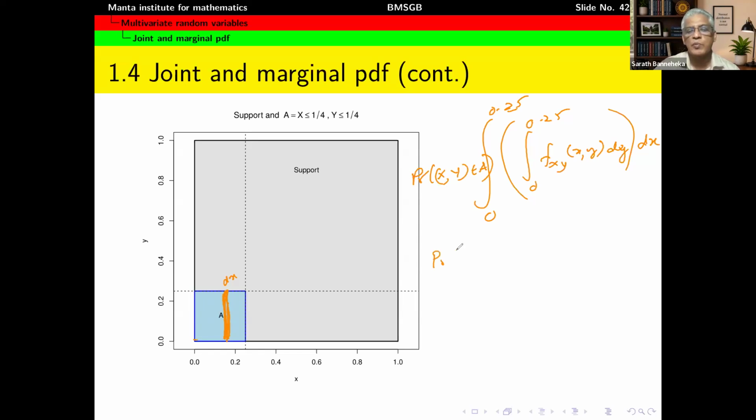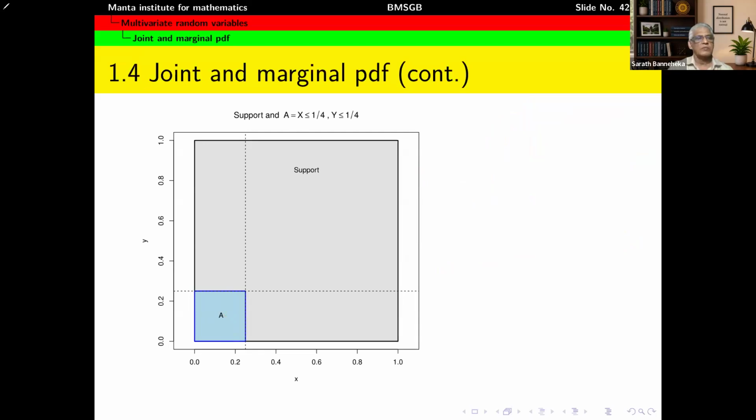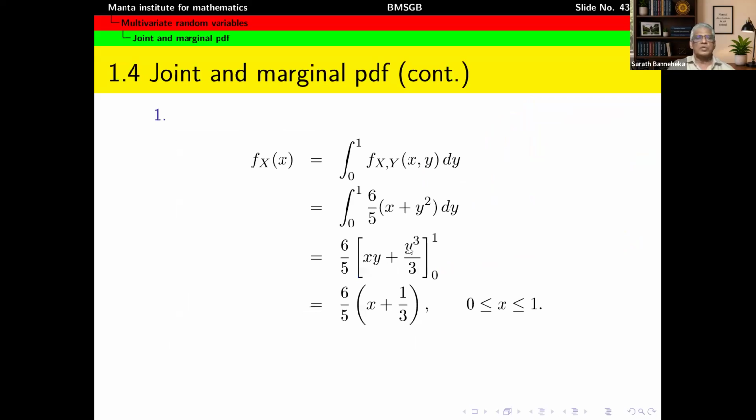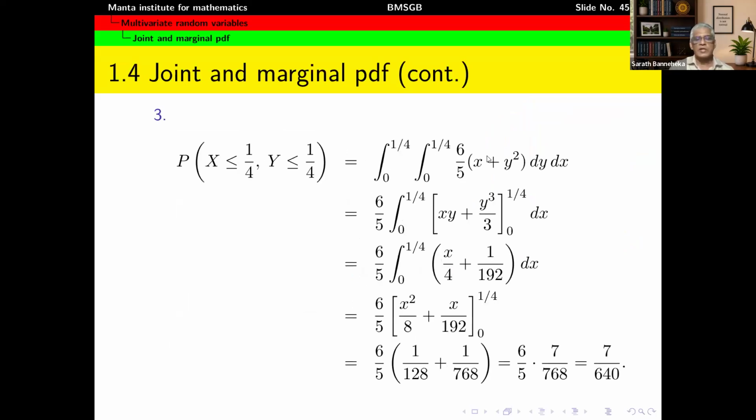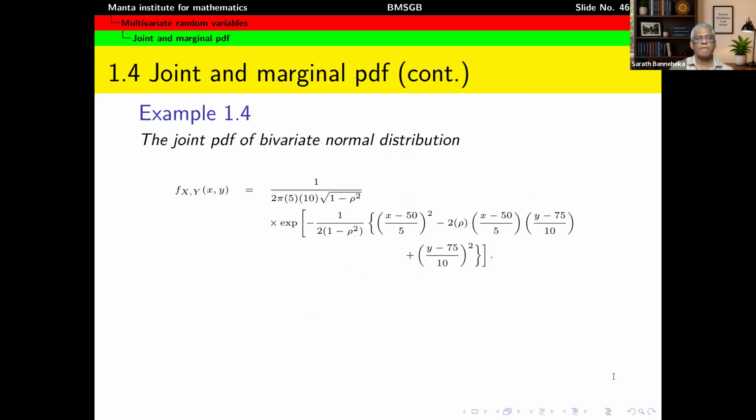In other words, that is the probability that x is less than or equal to 0.25 and y is less than or equal to 0.25. Right. So we have got that. It's going to be this value.